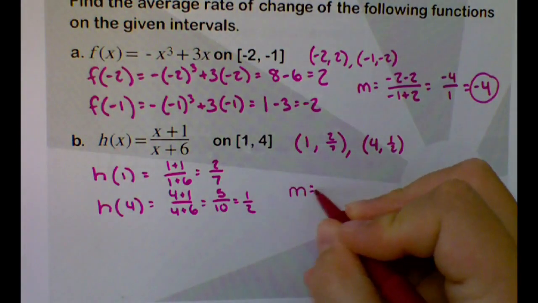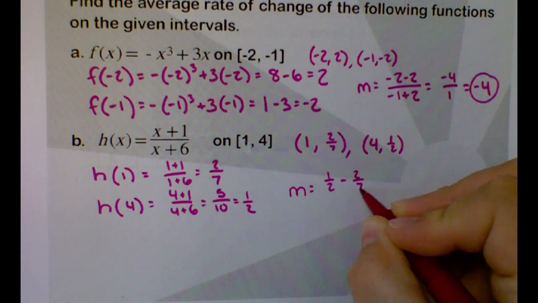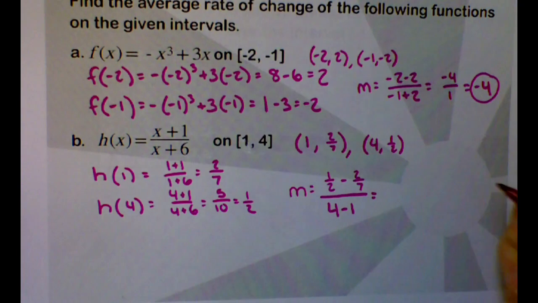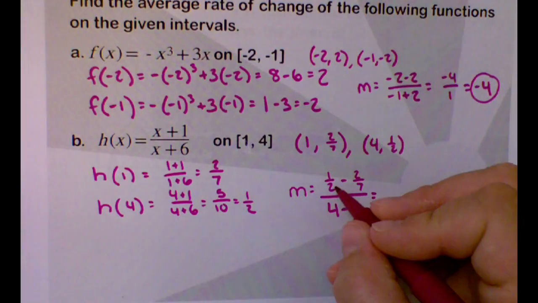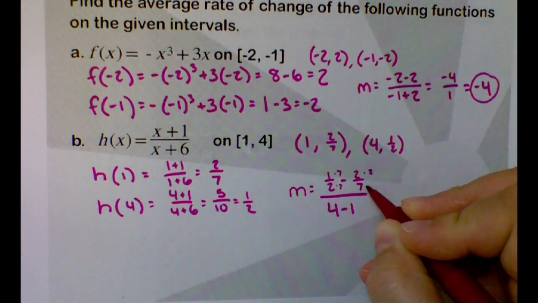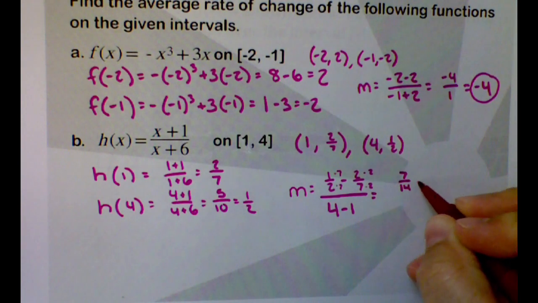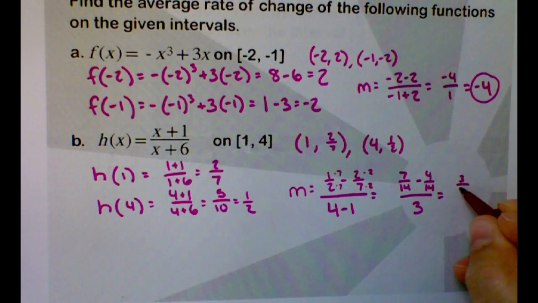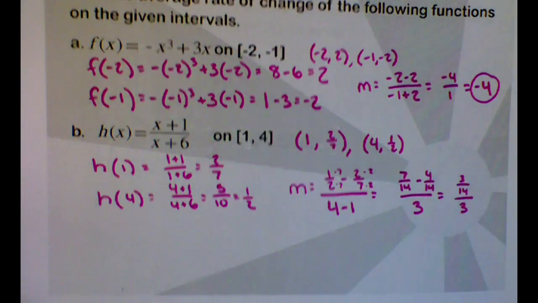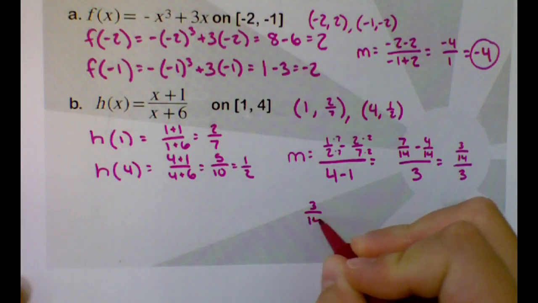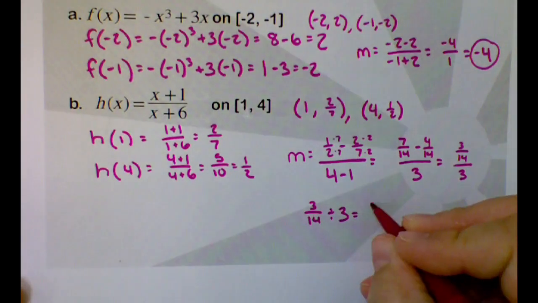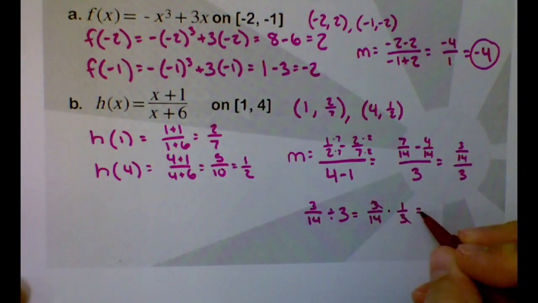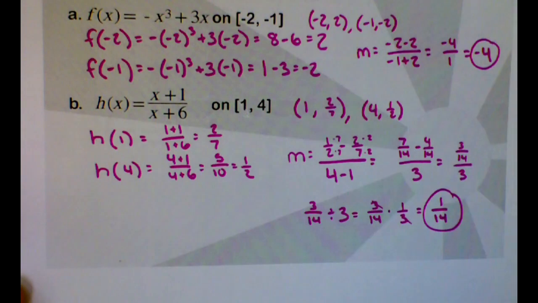So we find our slope by subtracting the y values, so 1/2 minus 2/7, over subtract the x values, 4 minus 1. In order to subtract these fractions, remember we need a common denominator. So I will make that common denominator 14. So we have 7/14 minus 4/14 over 3, which gives me 3/14 over 3. Please never leave a fraction within a fraction. Think of it as dividing by the denominator. And to divide by a denominator, we multiply by the reciprocal. Those 3's cancel, leaving me 1/14 as my average rate of change.